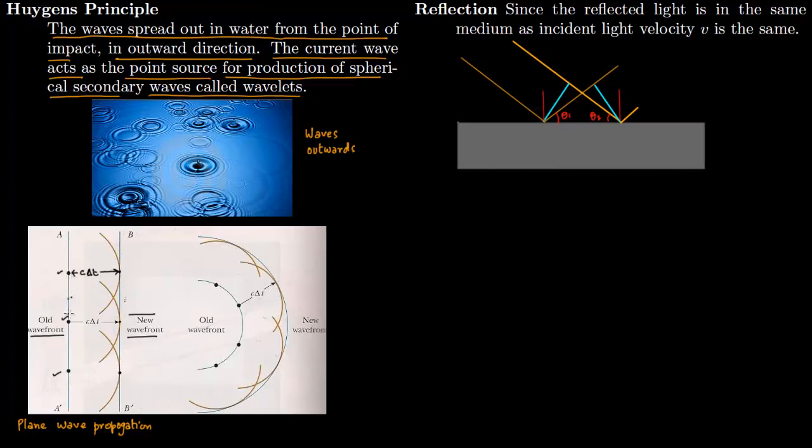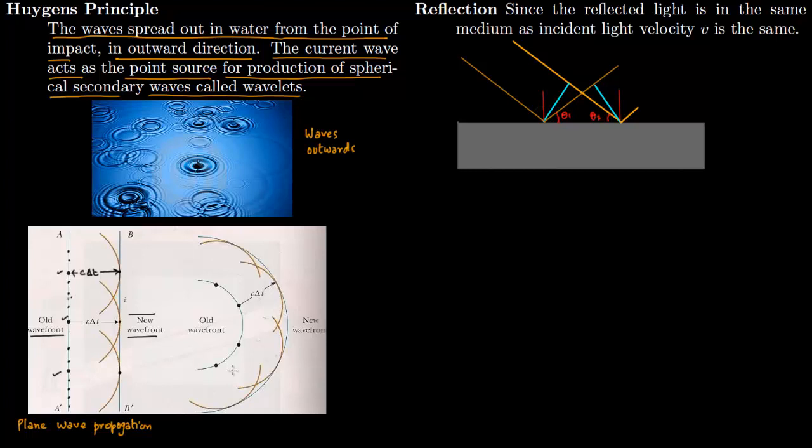So you could choose any 3 points. In fact, there are infinitely many points here from where you keep drawing circles, and you keep taking the point right here at the top of the circle, and you take a line joining all these top points and you get a plane wave front. So this is the new wave front.